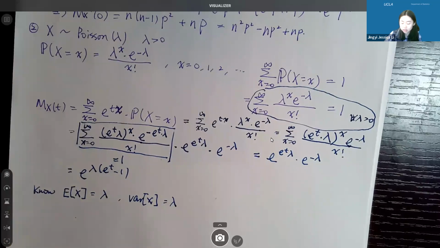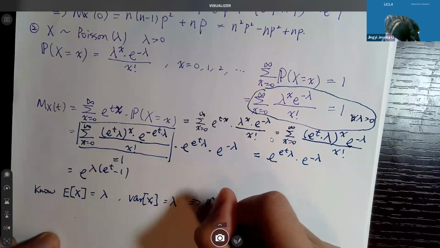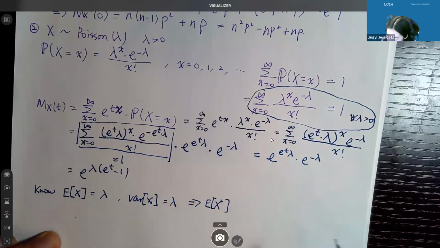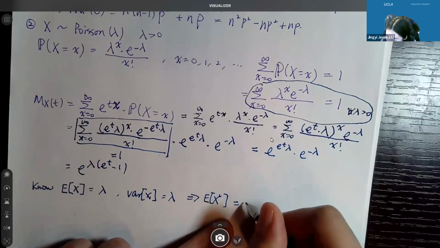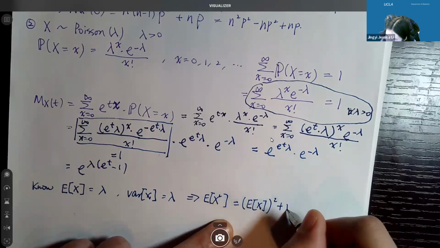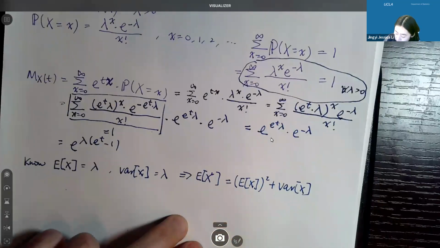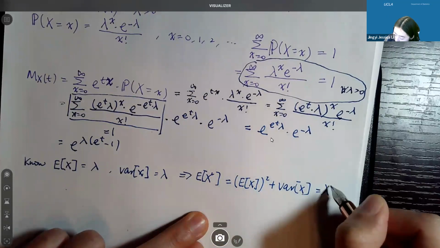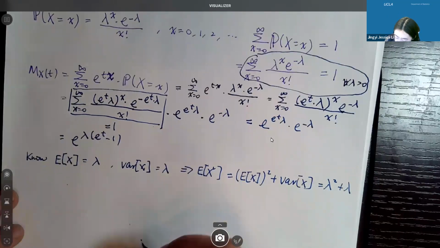parameter lambda. So in this case, based on what I said last time, for the second moment, we have this interesting relationship with the mean and the variance, right? It's equal to the mean square plus the variance. That gave me the second moment. So what is it? It's basically lambda squared plus lambda. That's my second moment. Now let's verify if the moment generating function we just derived will give me the same result. So let's take a look at the derivative.